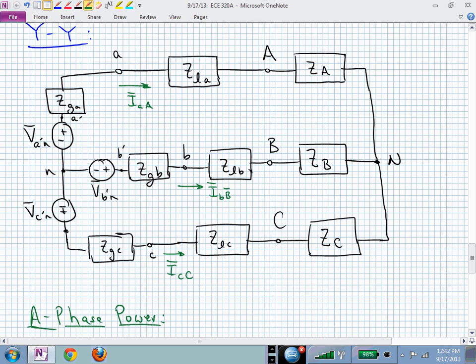So it's P sub A plus jQ sub A in rectangular form. I wasn't very specific in my question, was I? In terms of voltages and currents, what's the complex power in the A phase? Now I'm looking at the following. I want to know what is S sub A.